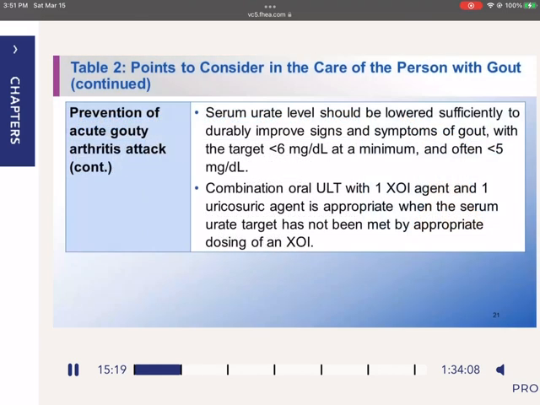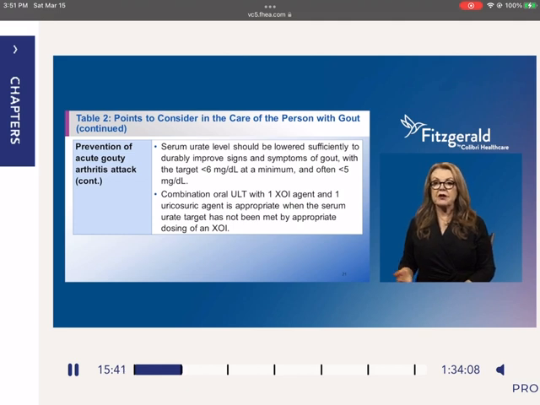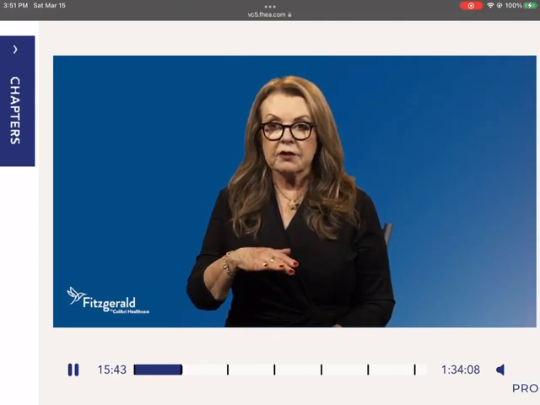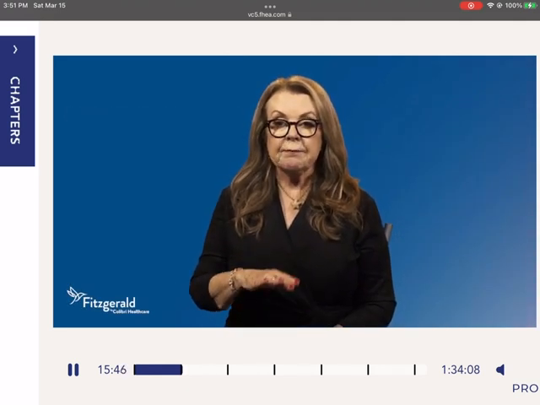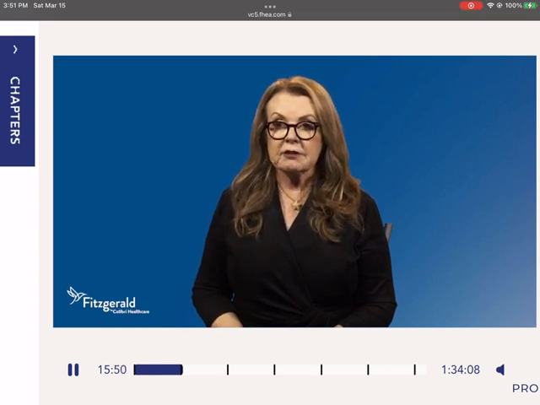Serum urate levels should be lowered sufficiently to durably improve signs and symptoms of gout, generally with a target of the serum urate level being less than 6 at minimum, and sometimes you need to bring it down less than 5. And then combination therapy can be used if you're unable to get that urate level below 5, in particular, and the patient is still symptomatic, breaking through with flares of gout.